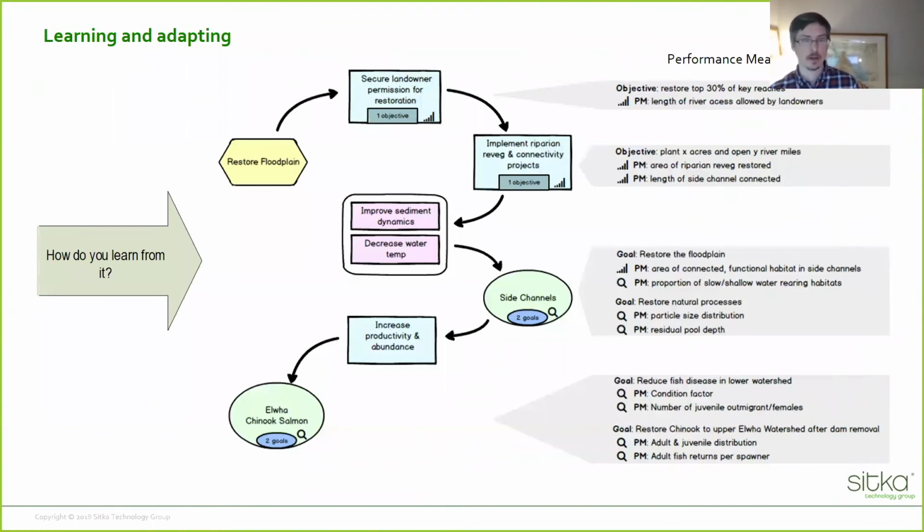So for our example here, a performance measure is length of river access allowed by landowners for securing landowner permission and restoration. Another one is area of connected functional habitat and side channels. That's one we can calculate from the acquisitions that we've completed. More complex performance measures that take longer to develop and are outcome oriented, for example, would be number of juvenile out-migrants and females to indicate how we're doing against the goal of reducing fish disease in the lower watershed.